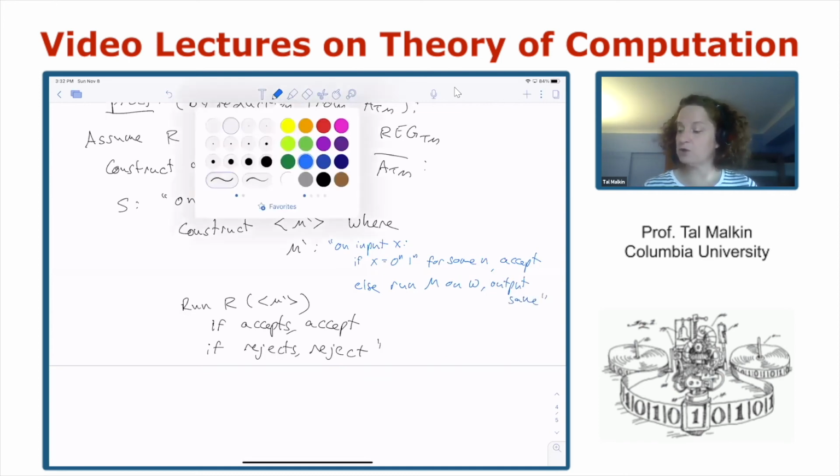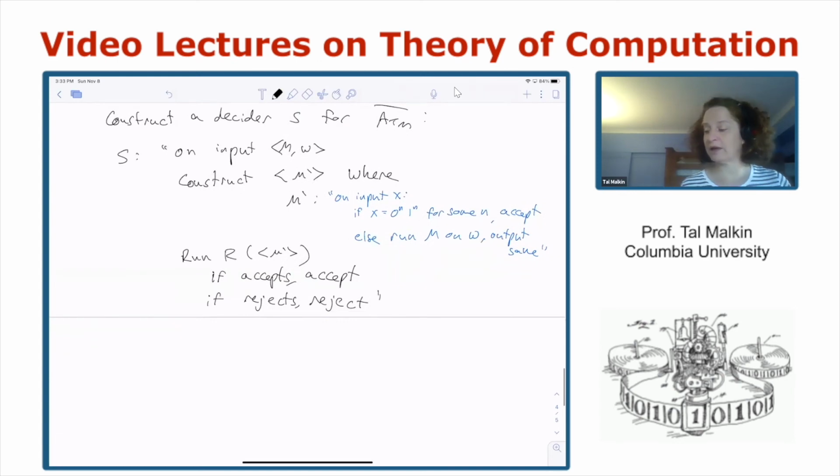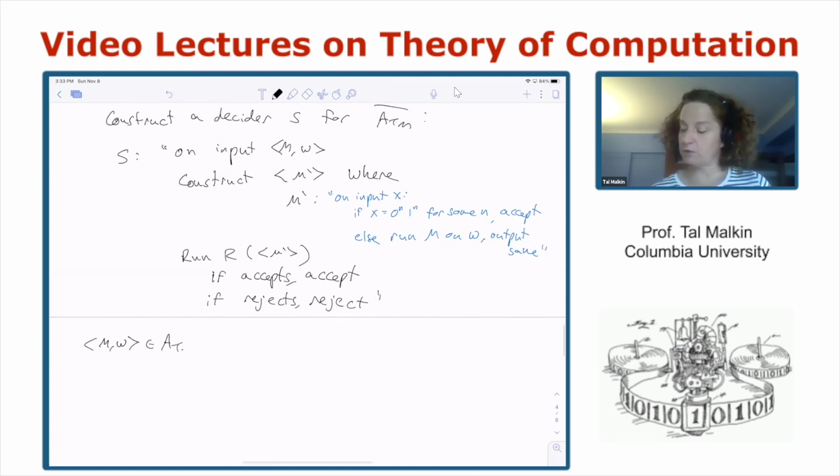Okay, so my goal is to create a machine M prime. I know that the language 0^n 1^n is not regular. Let's see, if I wanted to reduce to ATM, let's say I wanted to reduce to ATM complement. So if MW is in ATM complement, then M does not accept W, right?